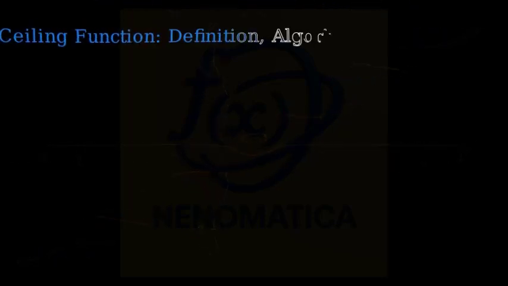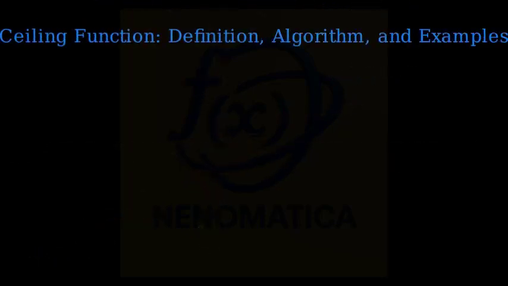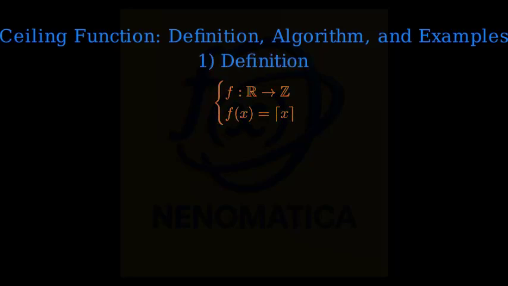In this lesson, we will learn the ceiling function, the core inequality algorithm to solve problems with it, see its step function shape, and avoid a common notation pitfall. Step 1. Definition. The ceiling function maps real numbers to integers. We write f of x equals the ceiling of x. The ceiling of x is the smallest integer greater than or equal to x.